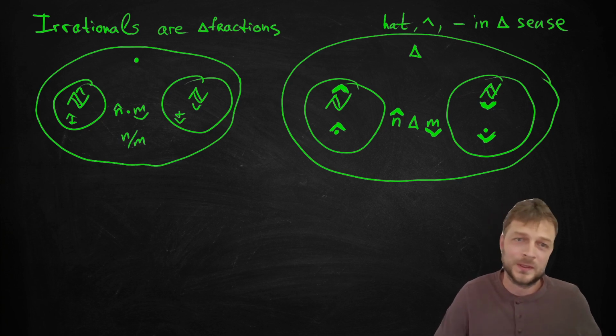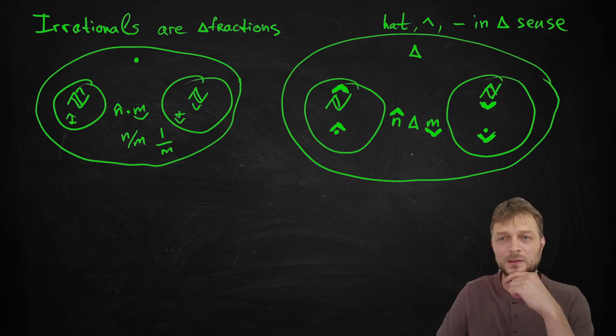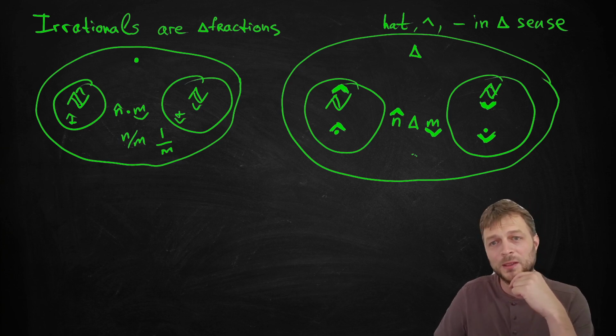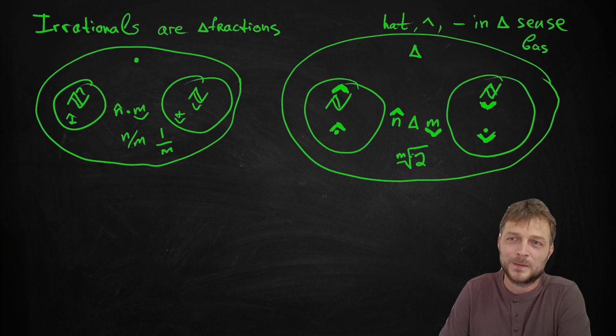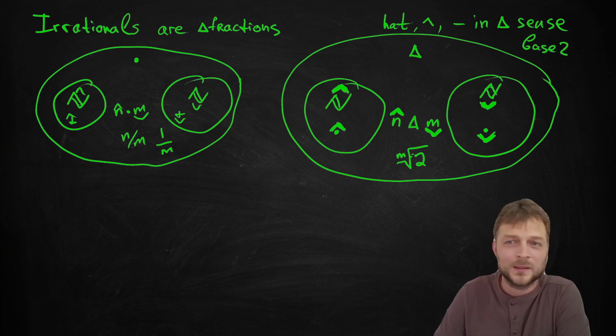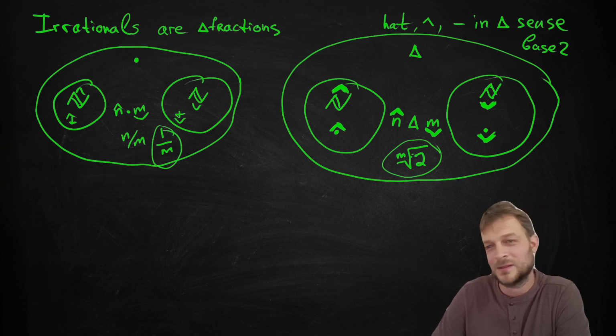Okay, so what is 1 over m equivalent to? Here on the right side, 1 over m will be the same as the mth root of 2 if we consider base 2. Base 2 again. So irrationals here are the same as fractions here. Okay, let's move on.